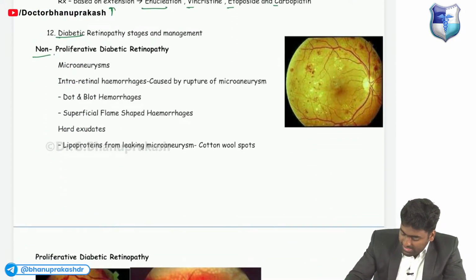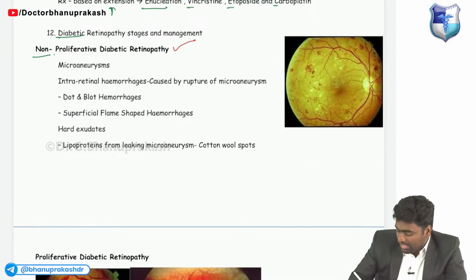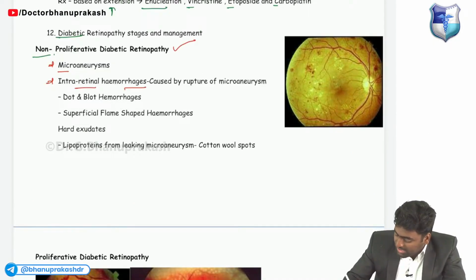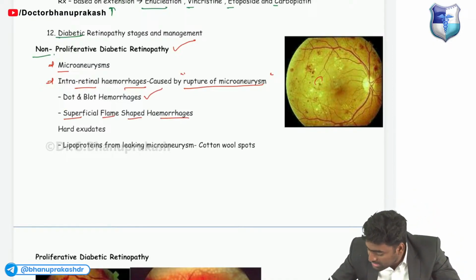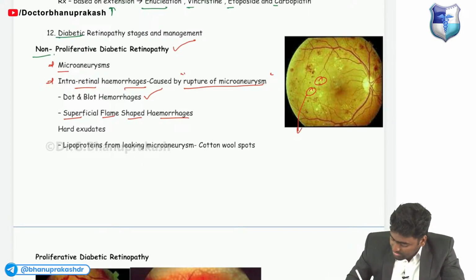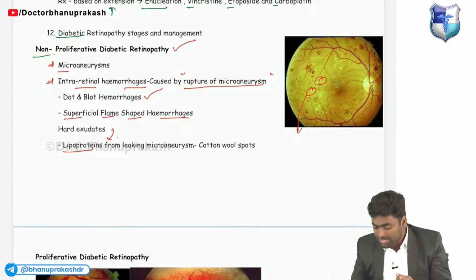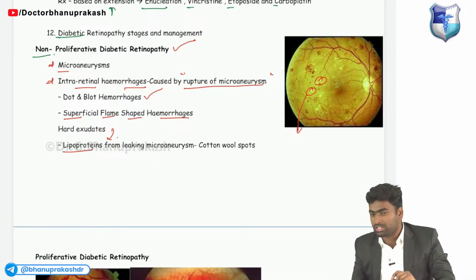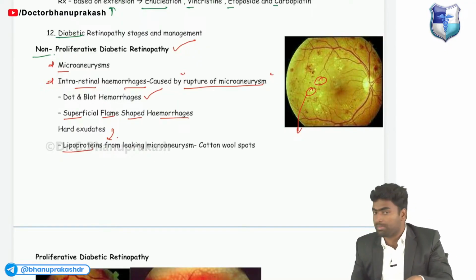Then, if you see diabetic retinopathy, initially there will be non-proliferative diabetic retinopathy. There will be microaneurysms and intraretinal hemorrhages caused by rupture of these microaneurysms. Then there are dot and blot hemorrhages, and superficial flame-shaped hemorrhages. Most importantly, you need to remember the hard exudates, which are actually lipid deposits, along with microaneurysms. These are the two main features you'll see in non-proliferative diabetic retinopathy.